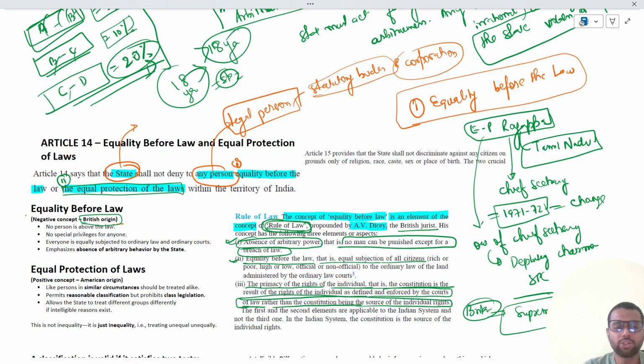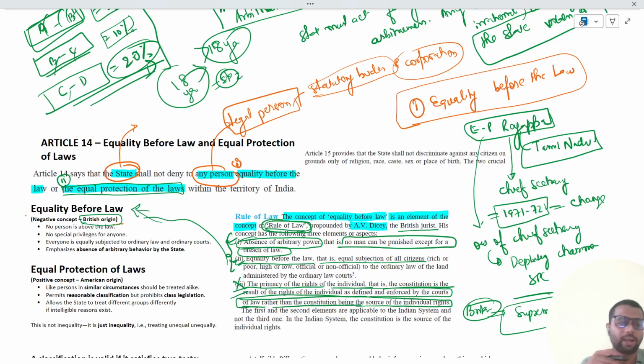So in India, the Constitution is the source of the individual right. And in Britain, the Constitution is not the source of the individual right. It is the law that is the source of the individual right, and laws are basically passed by the Parliament and enforced by the court. So this point of the rule of law has not been taken under equality before the law. Only these two points: absence of arbitrary power, which we have seen in the E.P. Royappa case, where it has been said that arbitrariness is also a violation of Article 14, and equality before the law, which we have seen in Article 14.